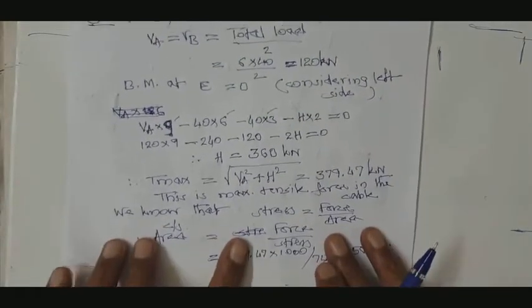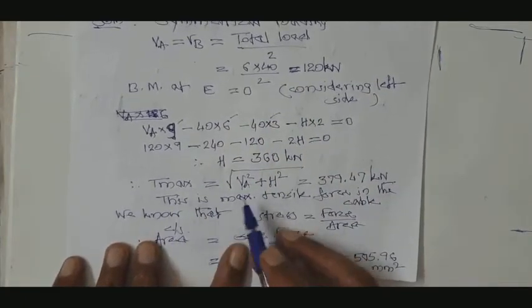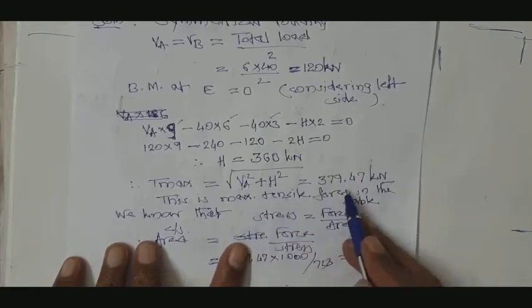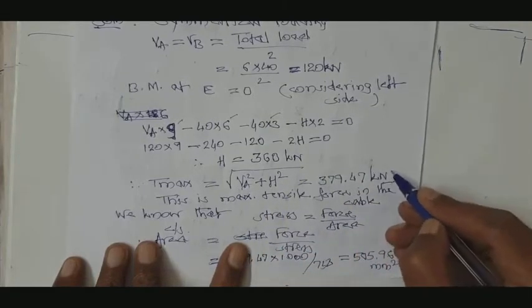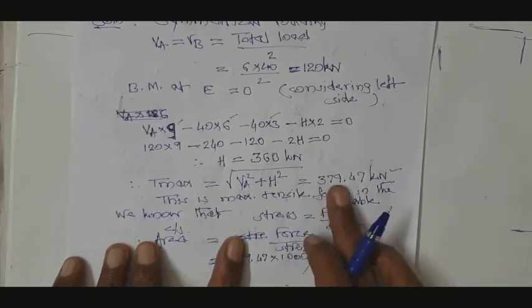Once you calculate the value of VA and H, you know that T maximum equals root of VA square plus H square. Substituting the values of VA and H, you will get T maximum as 379.47 kN. This is nothing but the maximum tensile force in the cable.